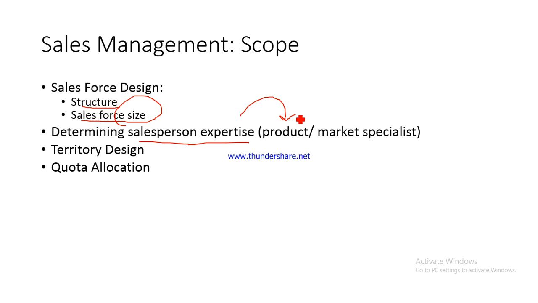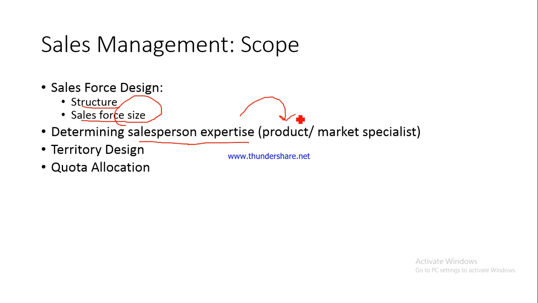Then another thing that has to be taken care of is quota allocation. What do we mean by quota allocation? Quota is the target that you have set up for a particular salesperson. So that is what quota is all about. So how do you allocate the quota? For example, if you have 5 salespersons, are you going to allocate them all the same quota? So let's say you are asking them all to sell 5 cars each in a particular month, so that would be the same quota for all the salespersons.